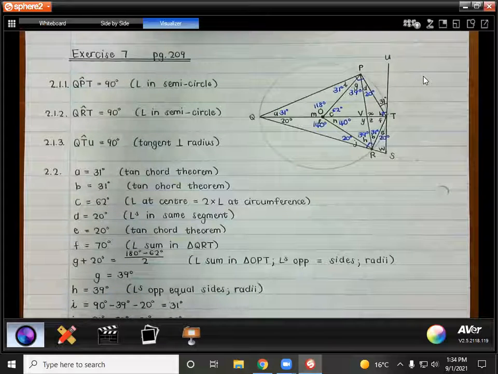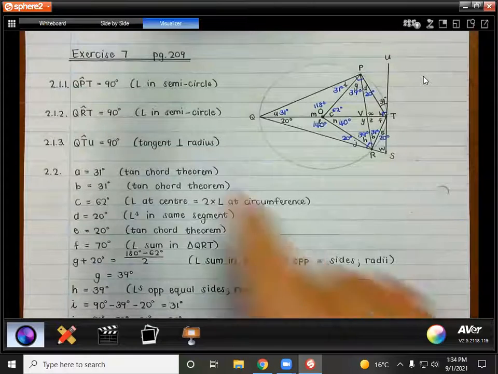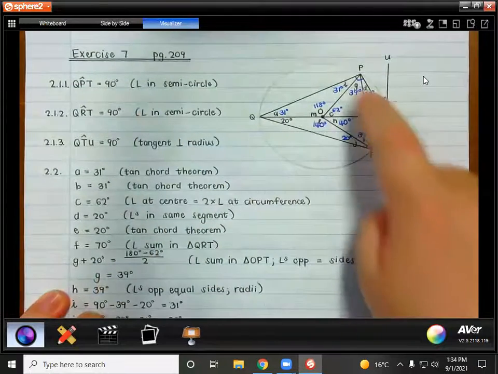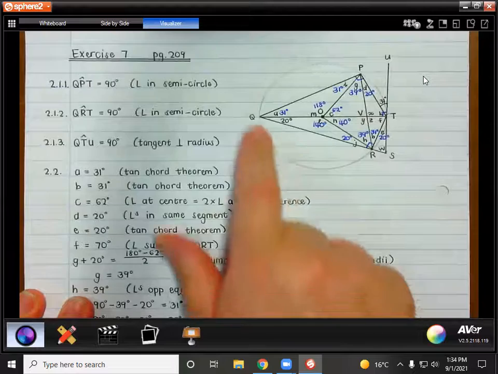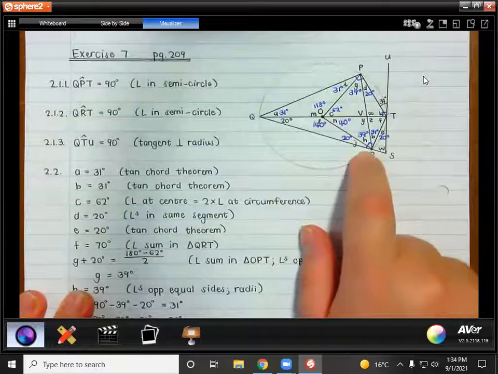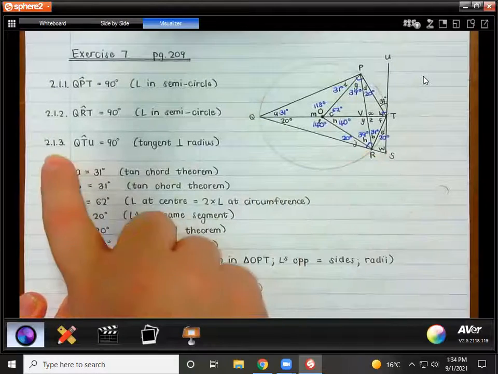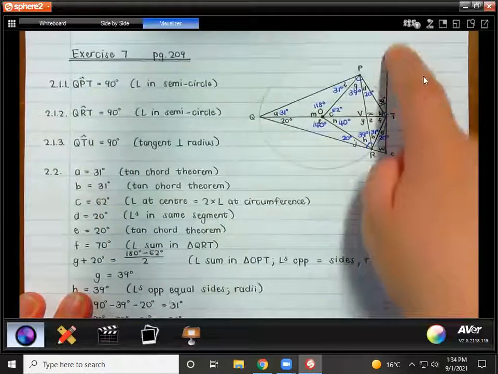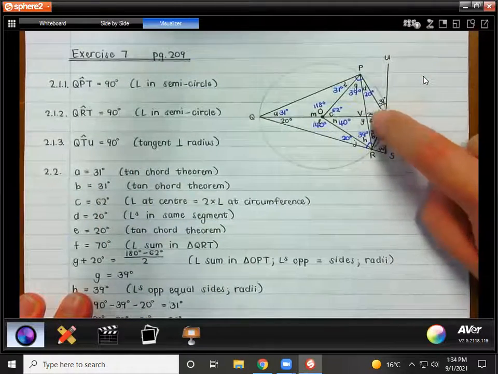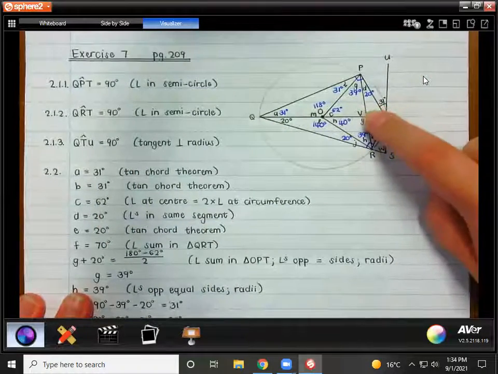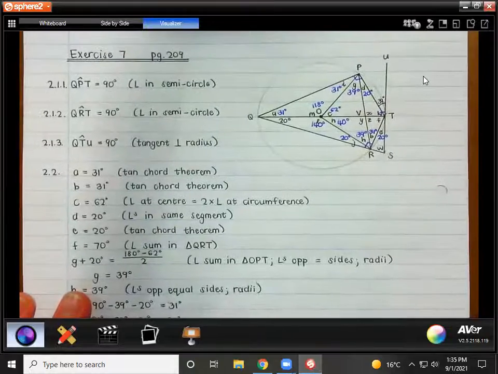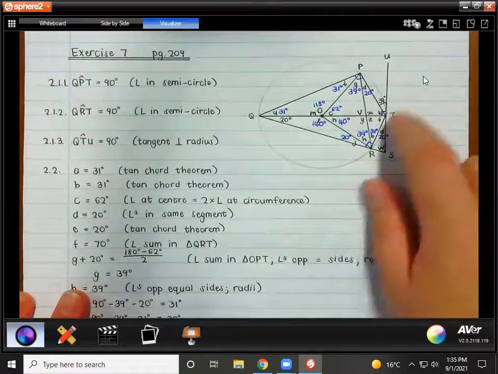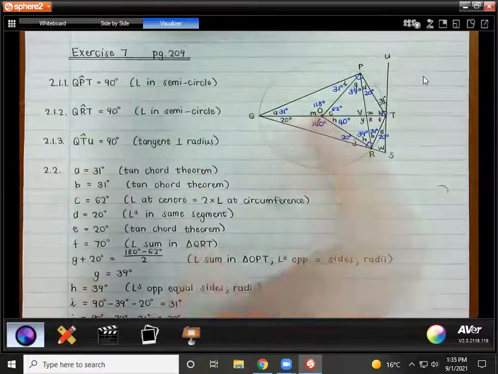Okay, for the first ones, those 3 that they asked you about were just 90 degrees each. It was because of angle in a semicircle for that one. Same thing, QRT, also angle in a semicircle. And then 2.1.3, QTU was that angle over there. I did draw it in, the 90-degree angle is just very small because there is already a K there. And that was because of tangent perpendicular to radius.